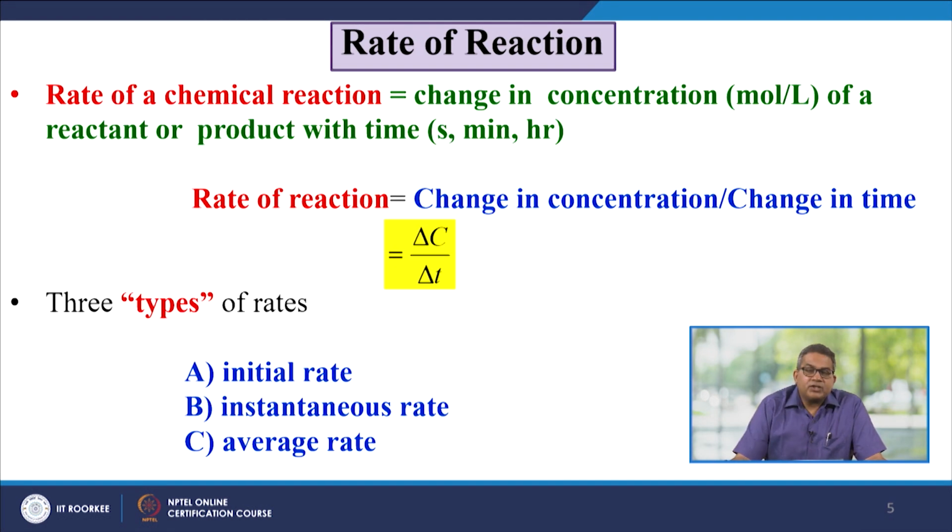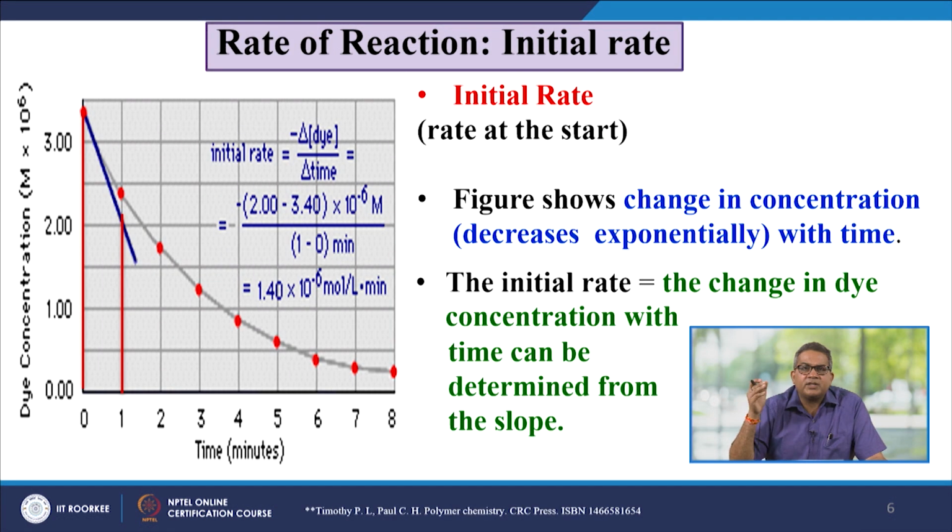Then the rate of a chemical reaction is the change in the concentration, usually depicted in moles per liter, of a reactant or product with time in seconds, minutes, or hours. That is, the rate of reaction is equal to the change in concentration over the change in time, that is, delta C over delta T. Now, there are usually 3 types of rates: initial rate, instantaneous rate and average rate.